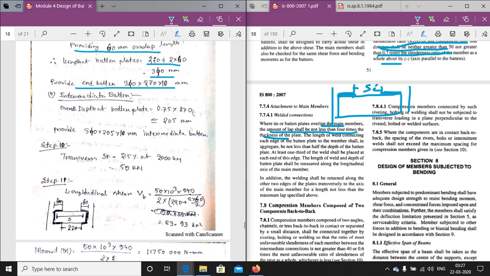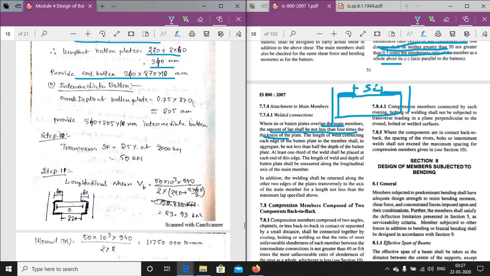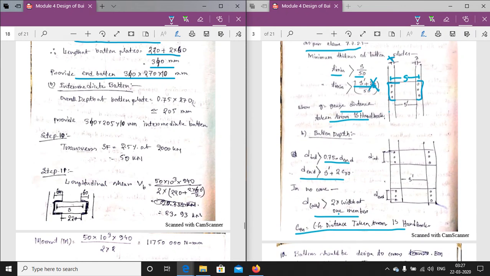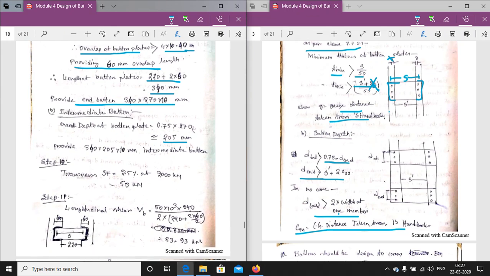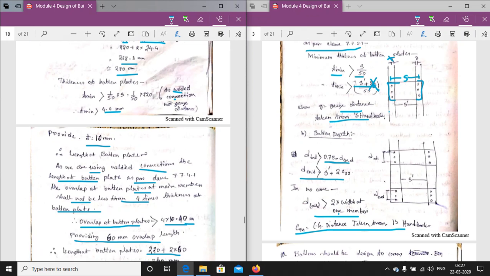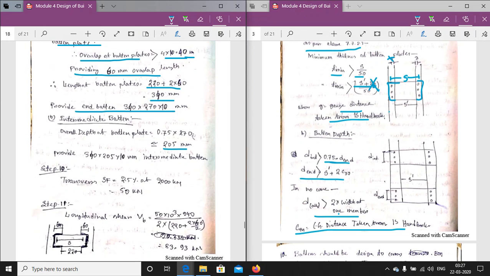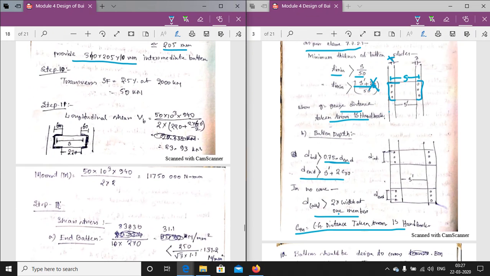Now coming to the intermediate batten, the depth of the intermediate batten, coming to the design steps, is equal to 0.75 into dn, so the value is equal to 0.75 into dn, that is 205. So again this will all be repeated, the overall batten depth will also be repeated, so 4 into 10, so the thickness of the batten plates will also be the same. Providing an intermediate batten of 340 into 205 into 10 mm, so the difference is the depth of the batten. Now coming to step 10.